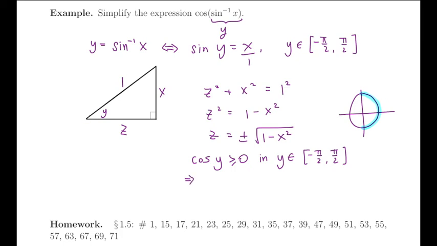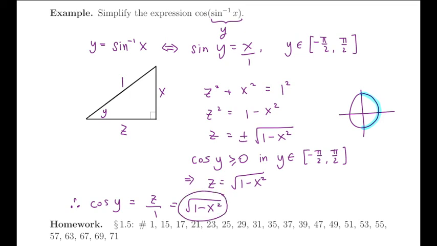So since cosine is z over 1, to make z over 1 positive, we have to take z equals positive root 1 minus x squared. So cosine y is z over 1, or simply root 1 minus x squared.